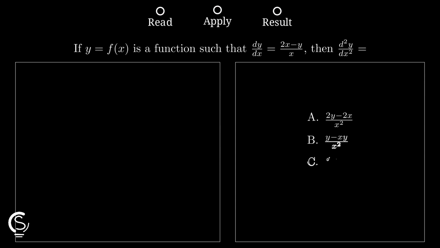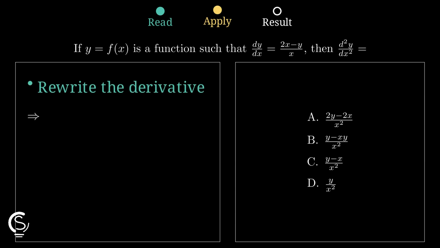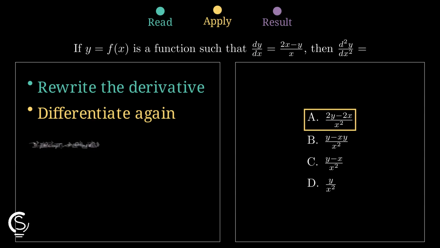Okay, start by rewriting the given derivative. dy over dx equals 2x minus y all over x, which becomes 2 minus y over x, and that cleaner form is easier to differentiate. Now, differentiate both sides again with respect to x. The derivative of 2 is 0, so we only differentiate negative y over x using the quotient rule carefully. That gives y double prime equals y minus xy prime over x squared.